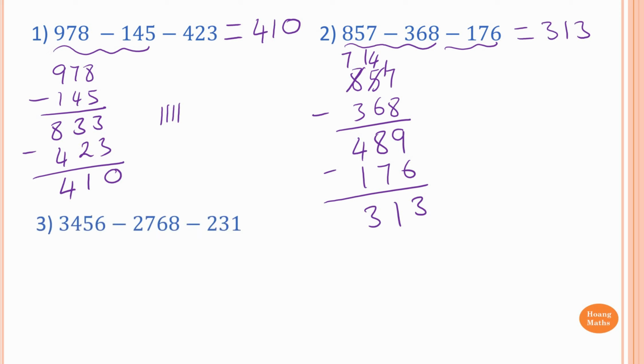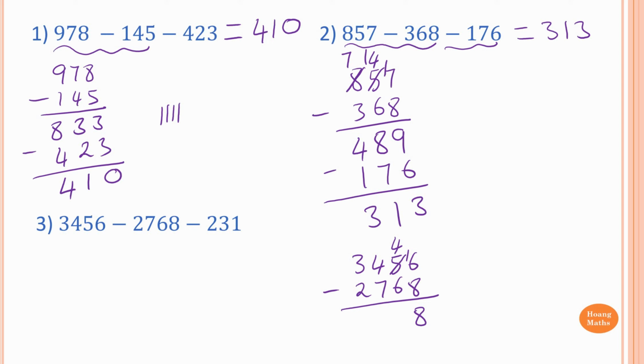Last one. 3,456 minus 2,768 and minus 231. So I just write here 3,456 minus 2,768. 6 cannot minus 8, so I borrow 1 from 5, so this becomes 4. And this becomes 16. 16 is 10 plus 6, so I split it out. So 10 minus 8 is 2, add 6 is 8.